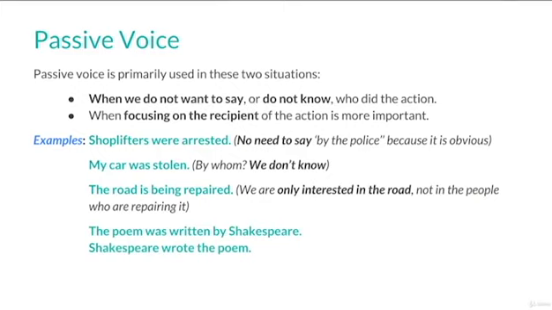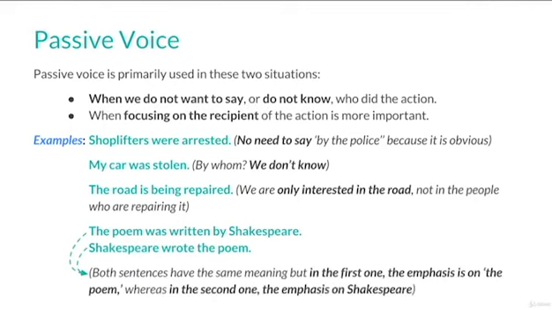Here's another example. Here we have two sentences which mean exactly the same thing. The poem was written by Shakespeare. Shakespeare wrote the poem. On the top, we have the passive voice, and here on the bottom, we have the active voice. So both these sentences mean exactly the same thing. However, there is a difference. The difference is that in the first sentence, the focus is on the poem, whereas in the second sentence, the focus is on Shakespeare. So depending on what exactly you're trying to emphasize in a sentence, you may want to choose the passive voice or the active voice. So I hope that the differences between the active voice and the passive voice are clear to you now.